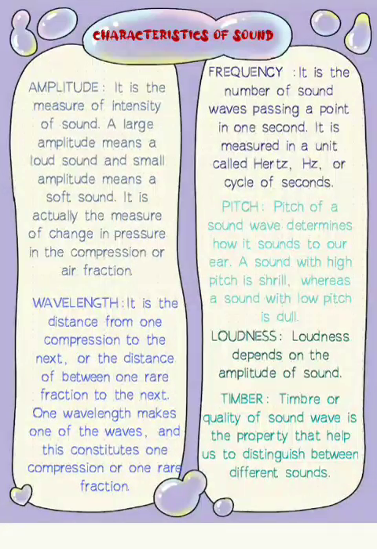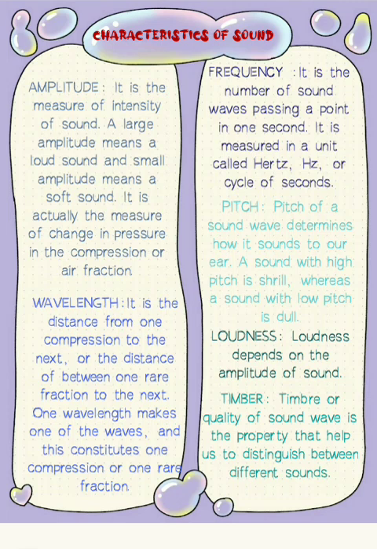Characteristics of sound. Amplitude. It is the measure of intensity of sound. A large amplitude means a loud sound, and a small amplitude means a soft sound. It is actually the measure of change in pressure in the compression or rarefaction. Wavelength. It is the distance from one compression to the next, or the distance from one rarefaction to the next one. This makes one wave, and this constitutes one compression or one rarefaction.